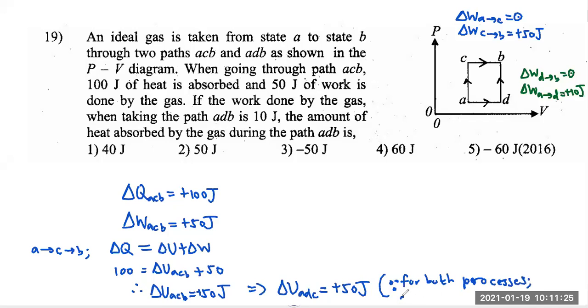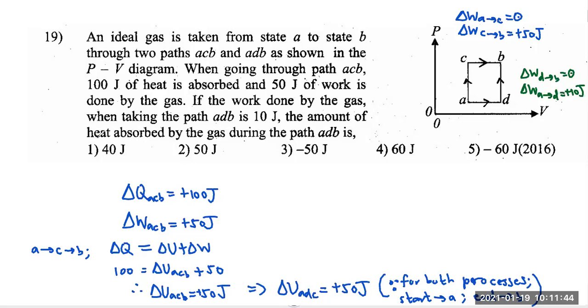For both processes, the starting point is A and the end point or finishing point is B. Therefore, both processes should have the same change in internal energy. All right, fine. So I think we are almost done. ADB, what is the question?